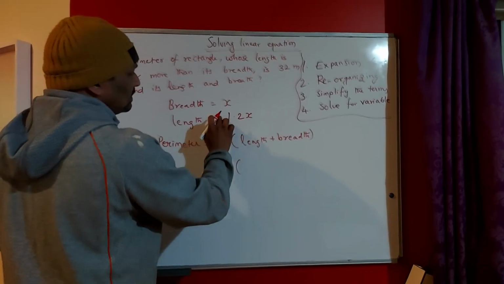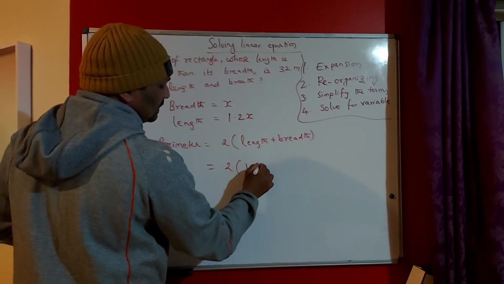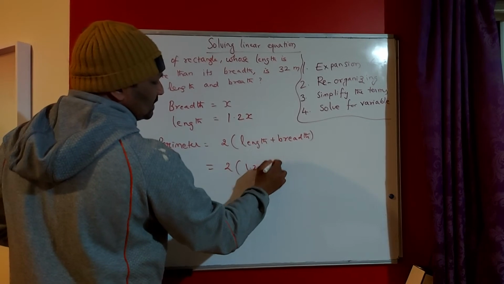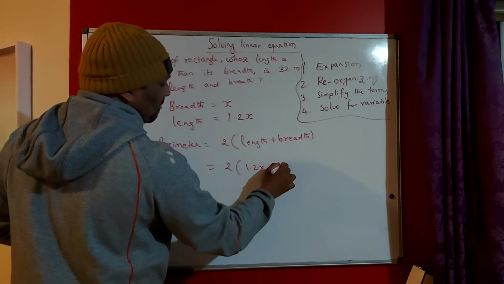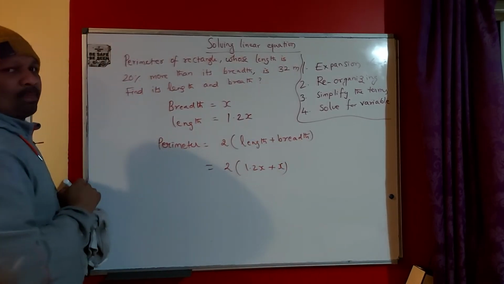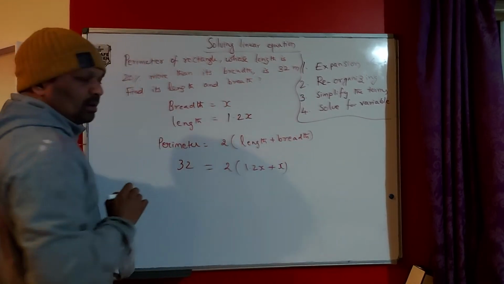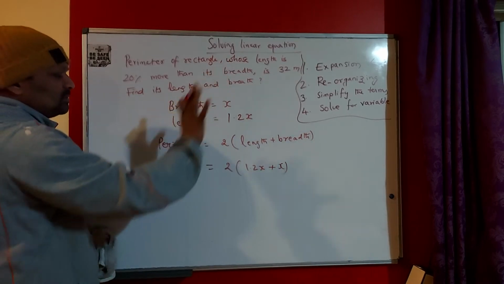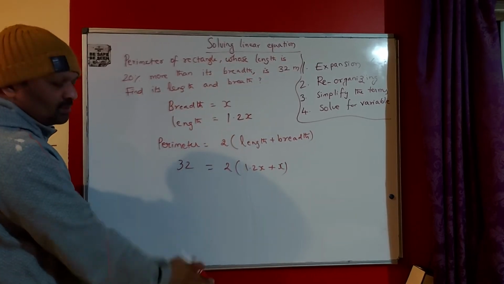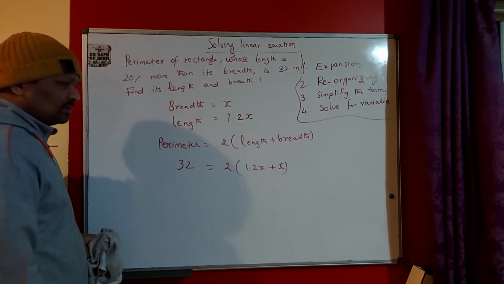What is length here? 1.2x. What is breadth here? Plus, what is the breadth here? x. What is perimeter here? Perimeter that is given is 32 meters. Okay. Yeah, you can leave those meters for now, or if you want to continue the units also, that is fine, you can continue, there is no problem.